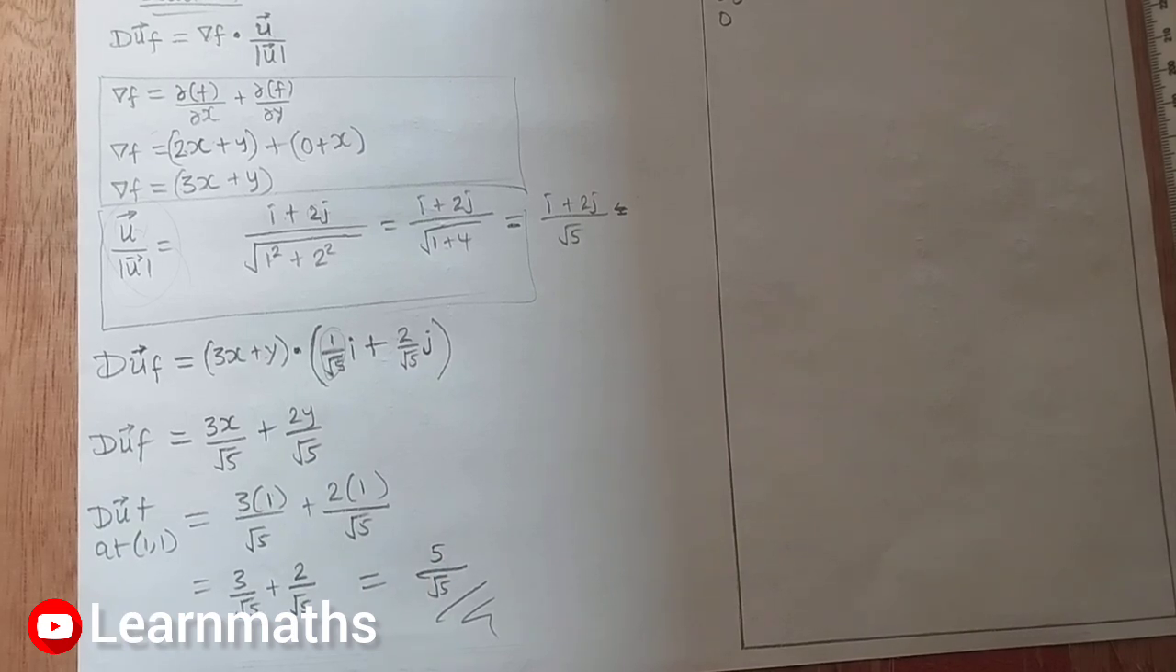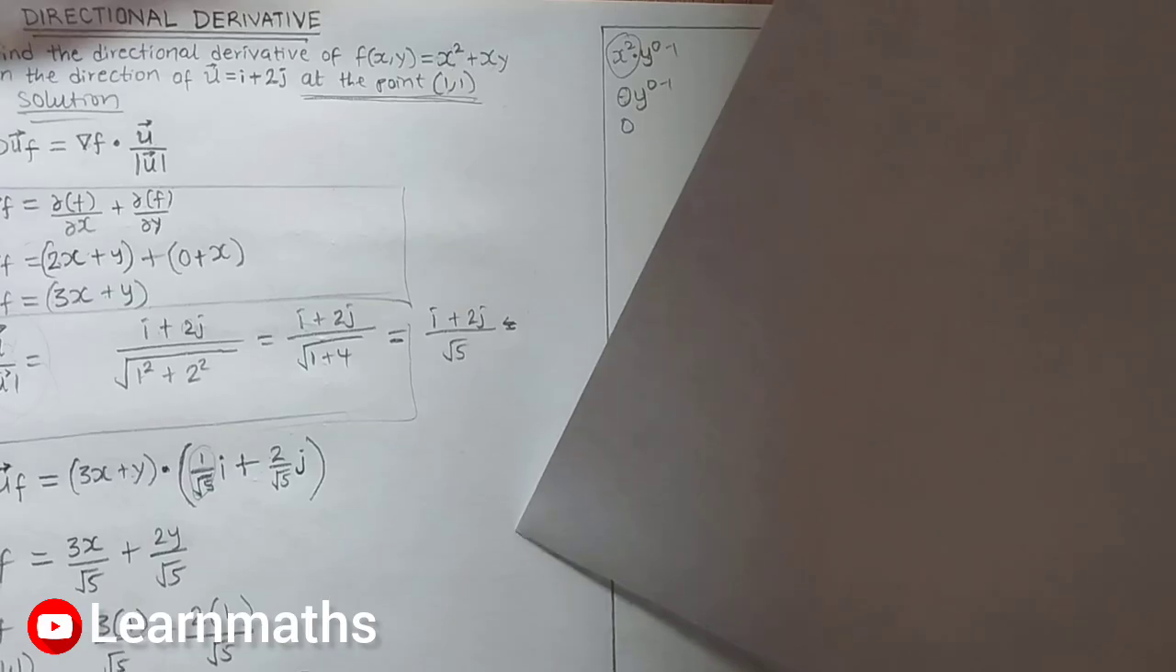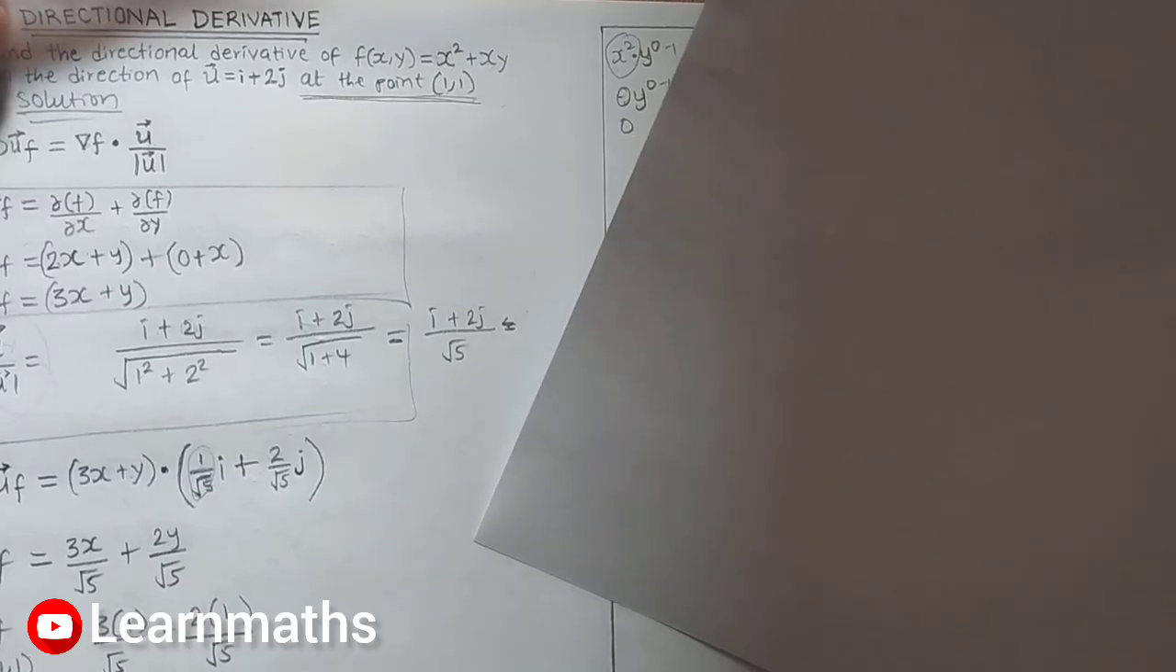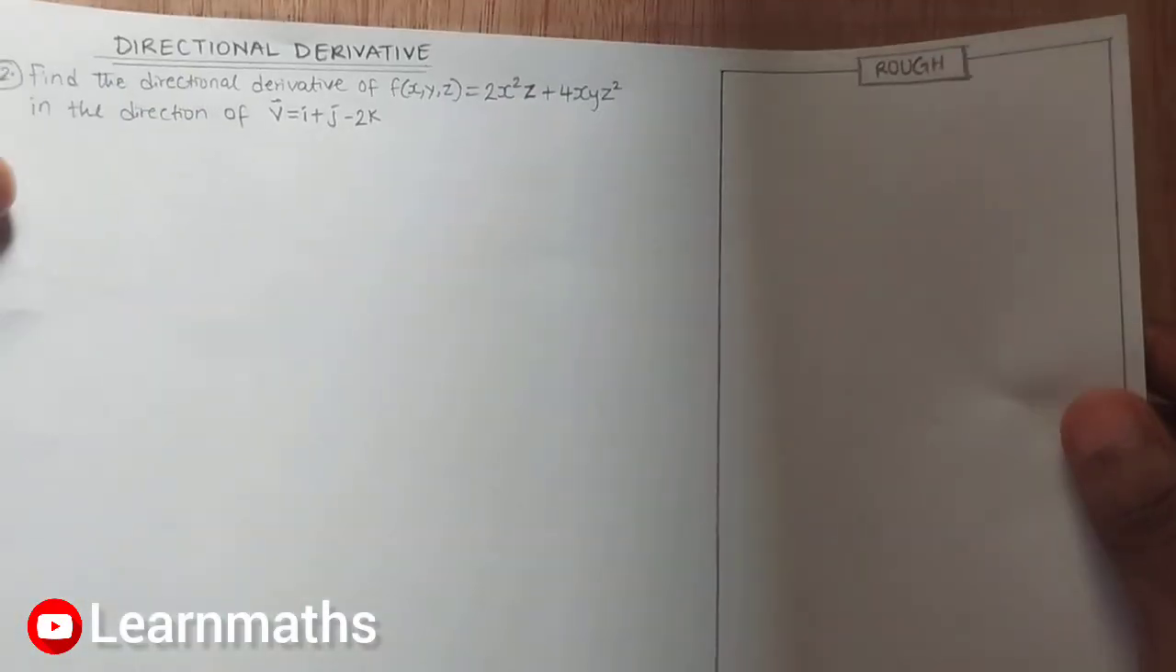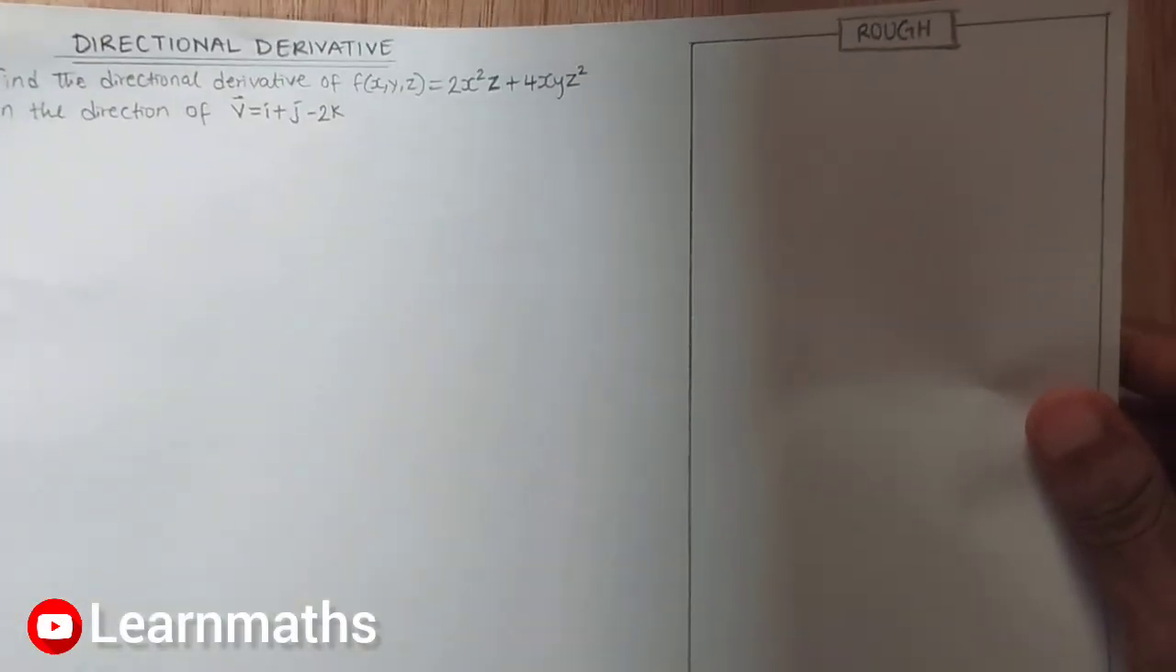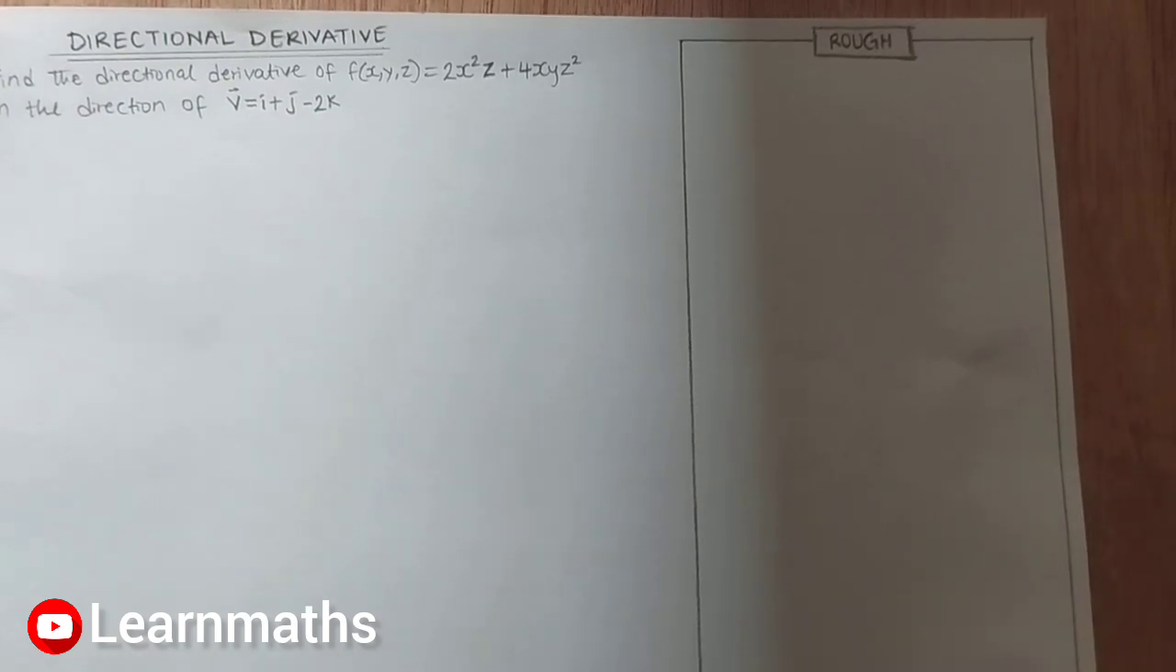Okay, let's take another example, and that will be it for directional derivative. We move on to the next part of this calculus. For the second example, I'm going to replace this paper. Let's place it properly. Alright, this is the second example.